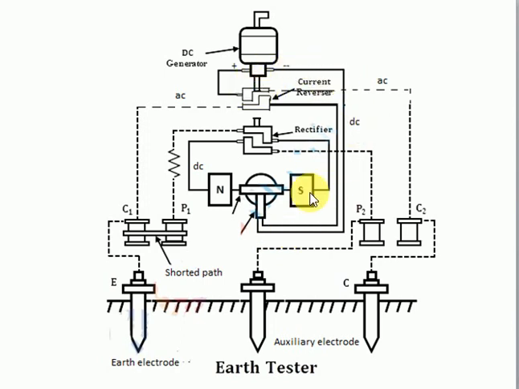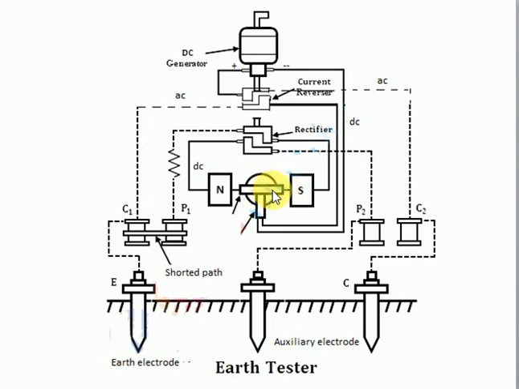Now we can see here the DC currents are used for this PMMC type of instrument because PMMC works on DC. That's why whatever AC we have is converted into DC with the help of a rectifier. And then we give it to the pressure coil of the PMMC.